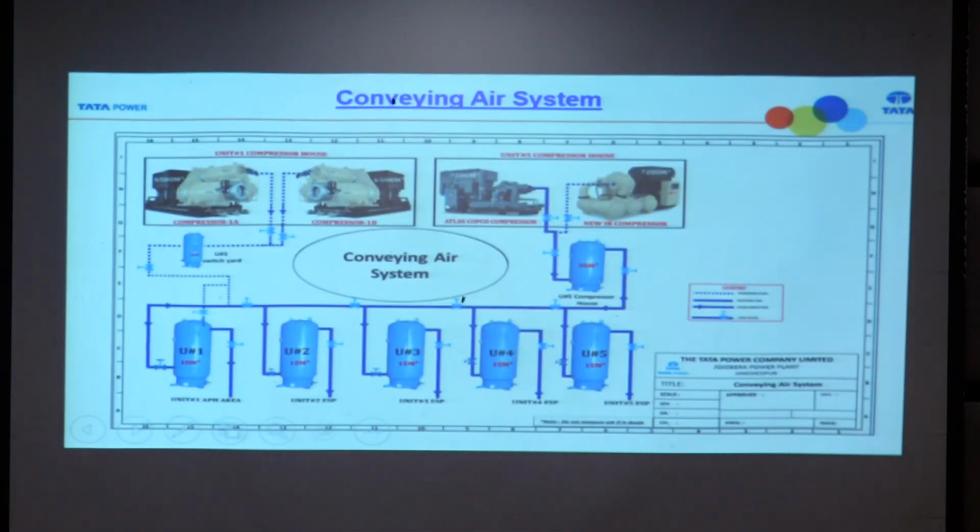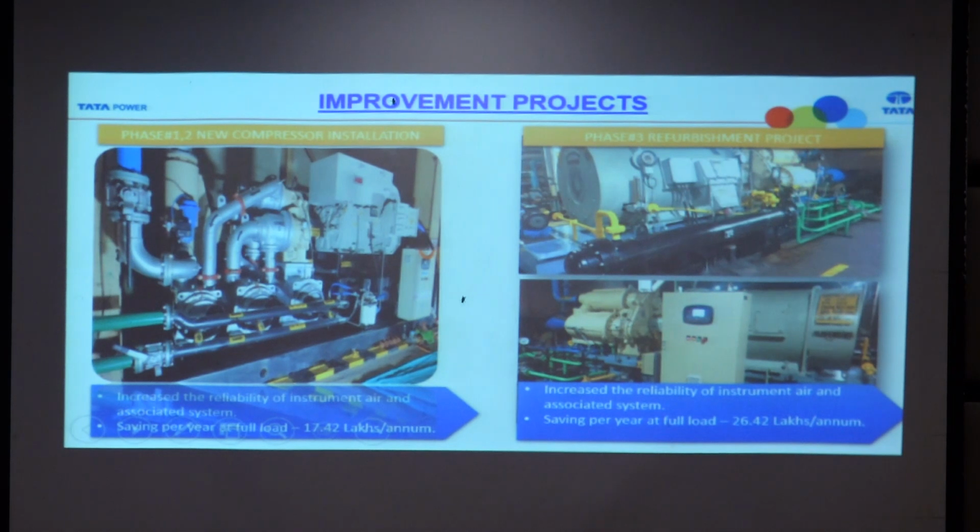We have replaced the air end of compressors 1A and 1B with a low pressure, moderate capacity air end, and installed some surge tanks or air receivers to cater to the difference in compressed air consumption when the conveying system is in service for the dense phase systems. These are the improvement projects: the 2 new compressors we have installed, and in compressors 1A and 1B, the air end has been replaced with a low pressure, moderate capacity air end.